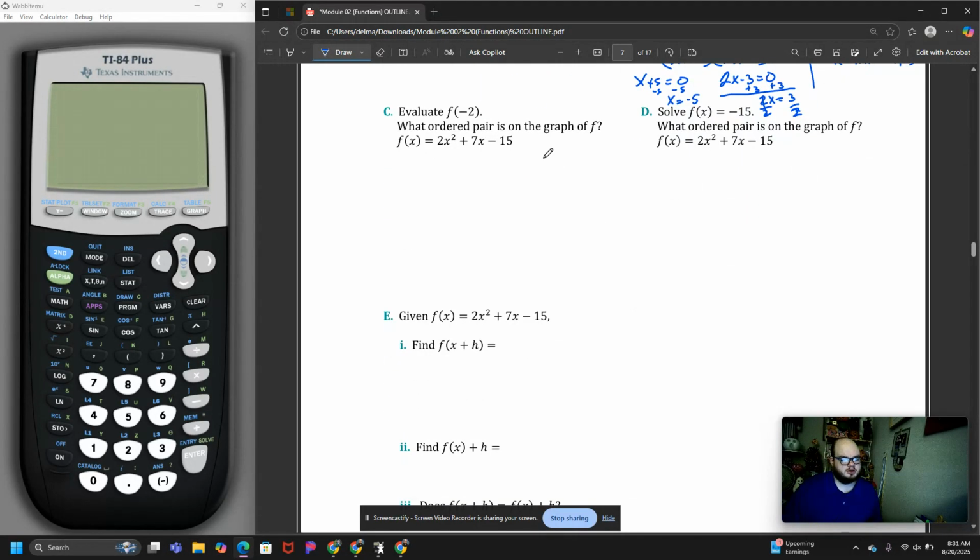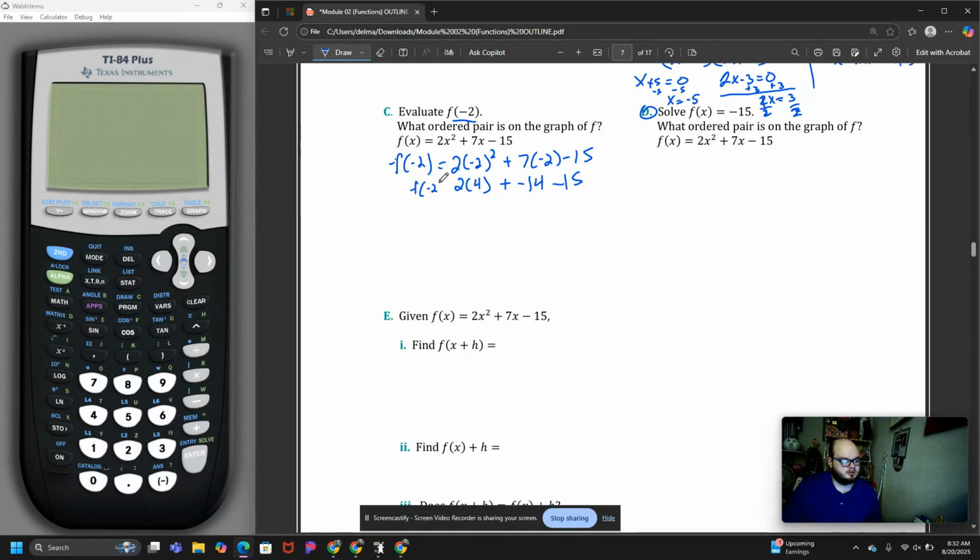Now we're going to evaluate. I'm going to leave you all this one to try on your own, because I don't want this video to be too horribly long here. So we're going to evaluate for negative 2. So we have f of negative 2 equals 2 times negative 2 squared plus 7 times negative 2 minus 15. Negative 2 squared is positive 4. 7 times negative 2, well, that's negative 14. So I could have just written that with a minus sign instead of bringing both of those.